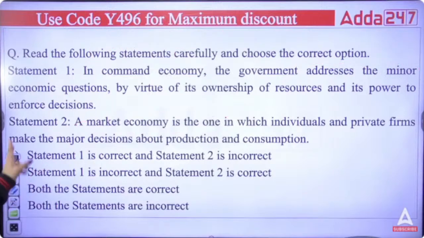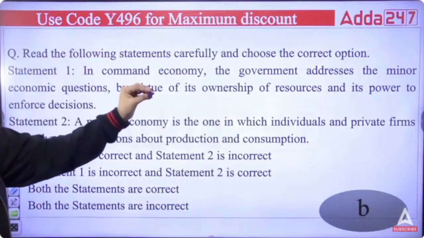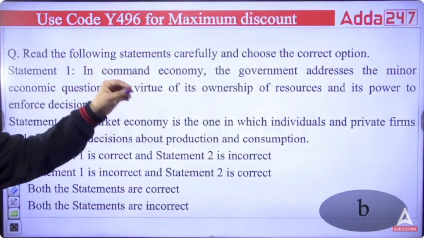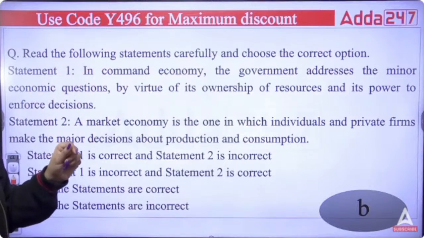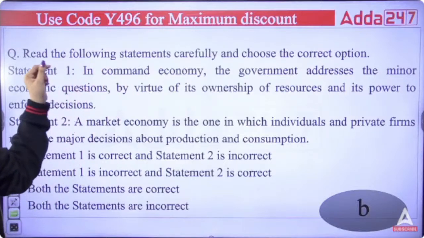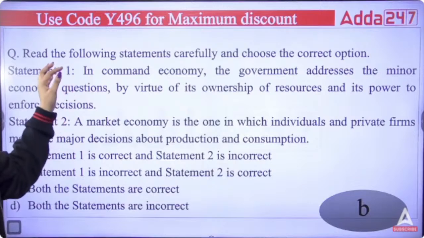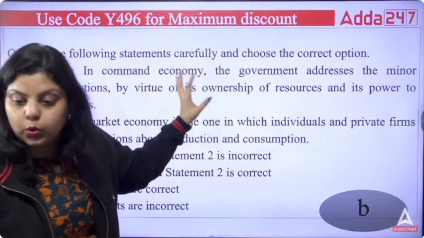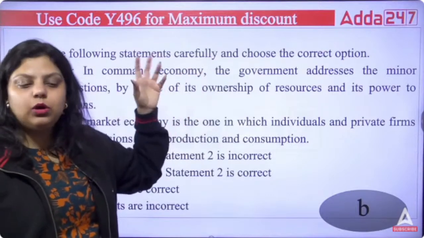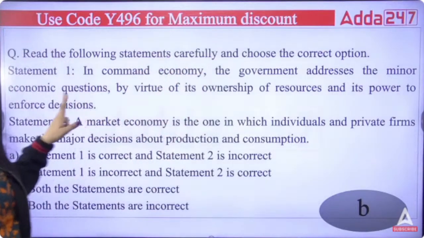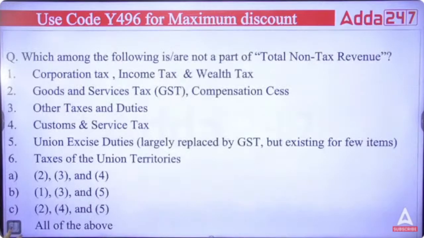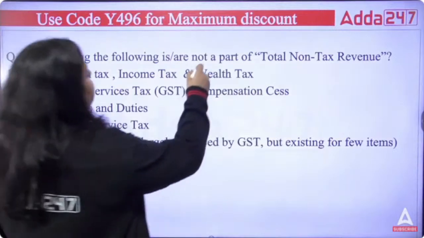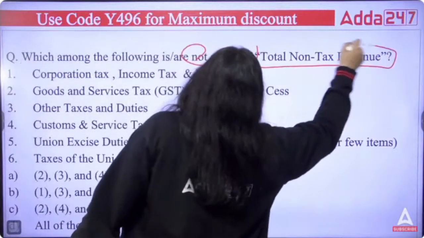Okay, so now you can see how small a change they have made in a statement and because of that your answer has changed. Okay, so this is what we're talking about here: if we talk about read the following statements, do make sure these statements have been taken from your book only. But they can make minimum or minor changes in the statement so that it becomes confusing for you. Now, which among the following is not a part of total non-tax revenue?